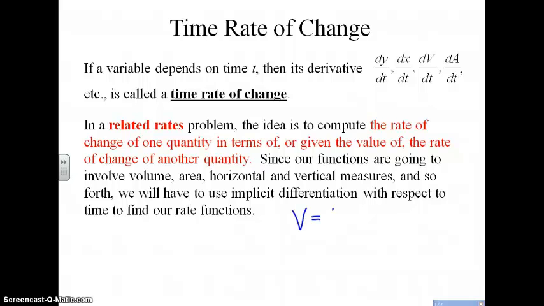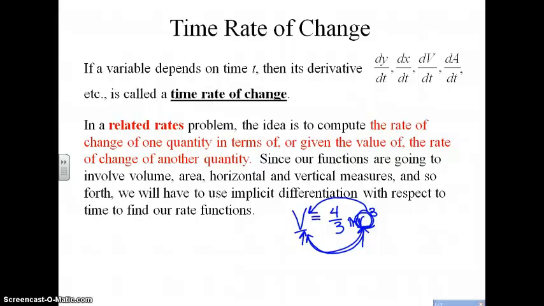So if we have, let's say, the volume of a sphere related to the radius of the sphere. The volume of a sphere is 4/3 pi r cubed. Well, there is a relationship between the volume of that sphere and the radius of that sphere. The relationship is the bigger the radius is, the bigger the volume is going to be, or the smaller the radius is, the smaller the volume is going to be.